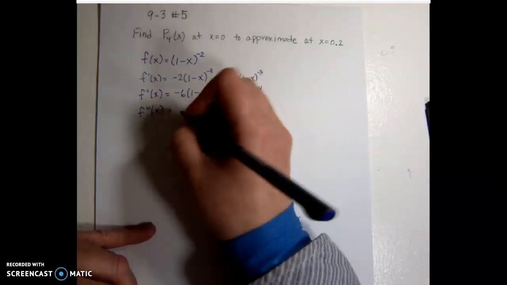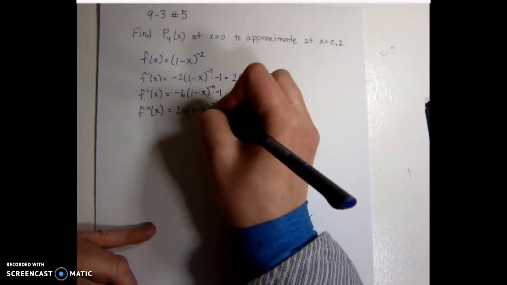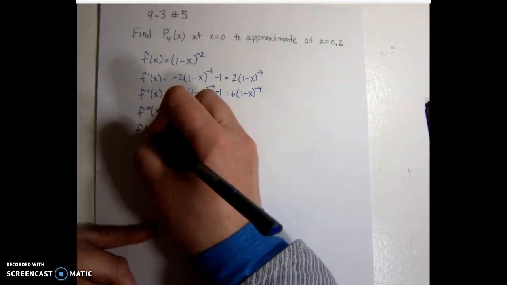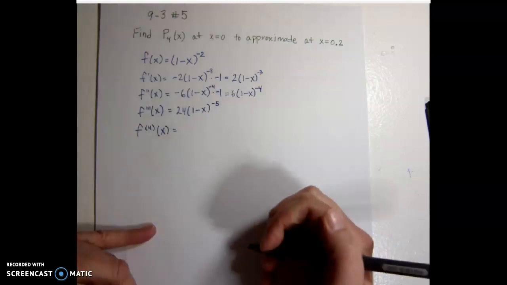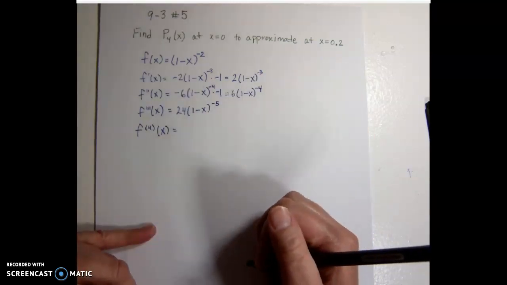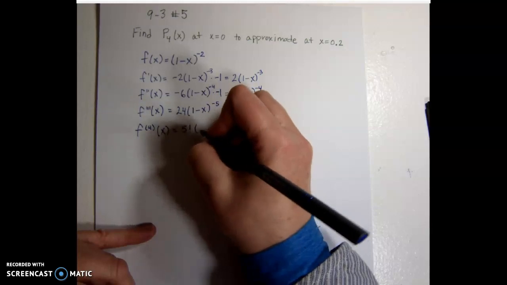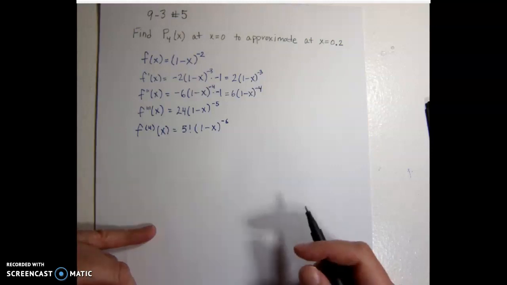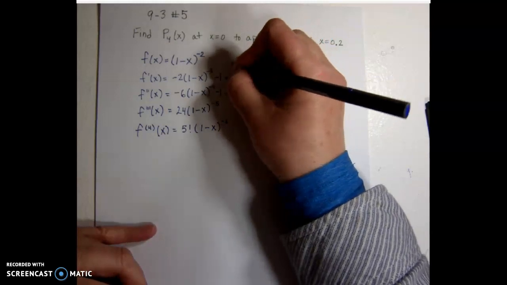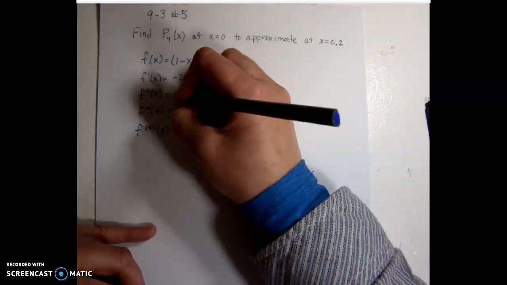So the next derivative would be 24. And the fourth derivative would be 24 times 5. Oh, that's really 5 factorial. Okay. So this is really 2 factorial. This is really 3 factorial. And this is really 4 factorial.